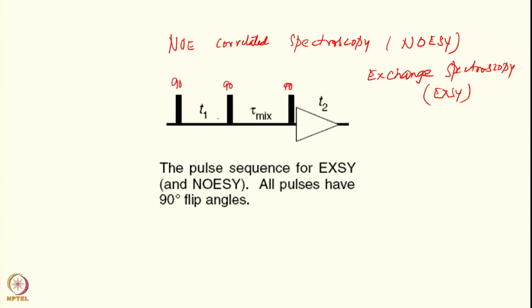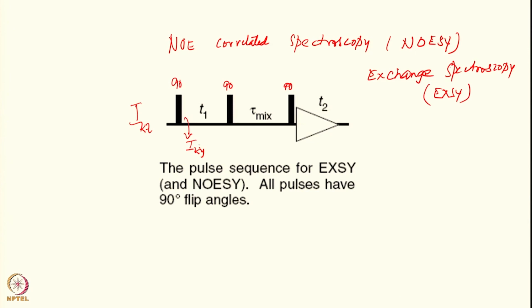evolves during the period t1, it is frequency labeled with whatever frequency is present. So, for example, if I want to start with the magnetization of the K spin, IKZ, then if I apply a 90-degree pulse, I will generate transverse magnetization of the K spin, I will call it IKY, and then this will evolve during the period t1 with its characteristic frequency which is omega K.